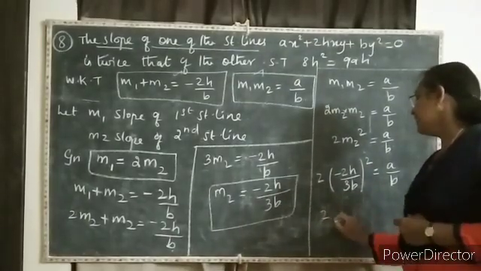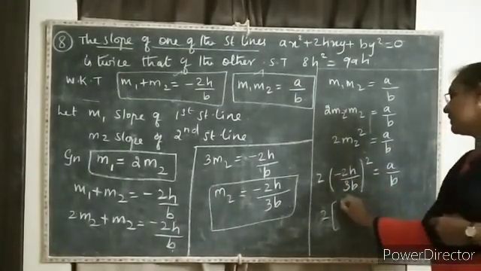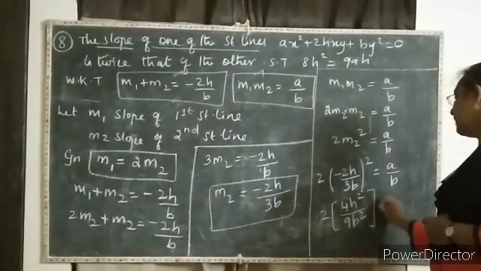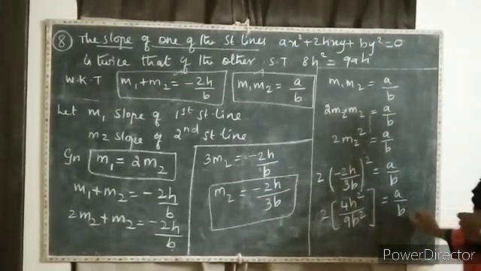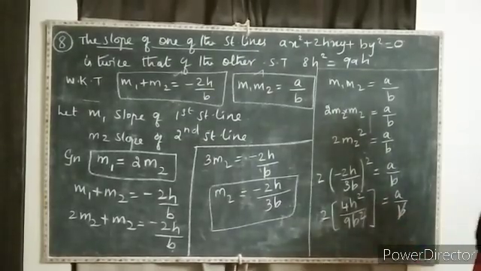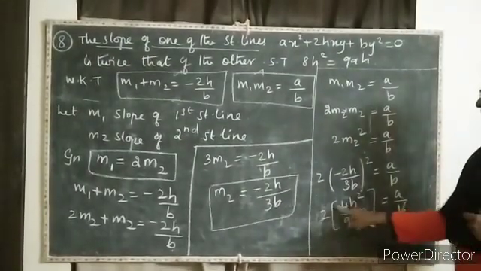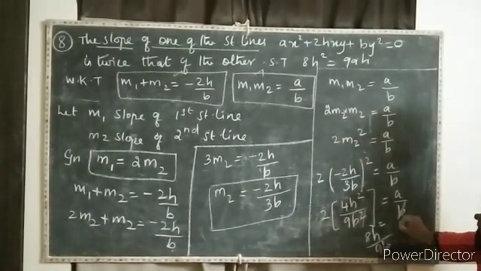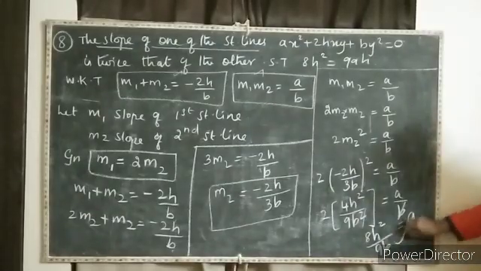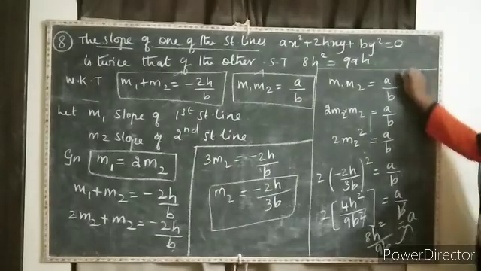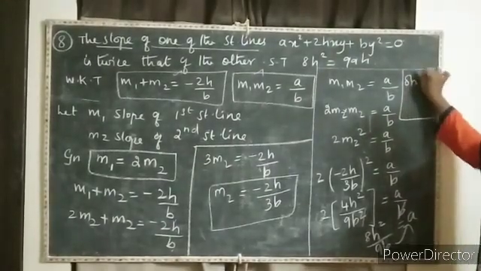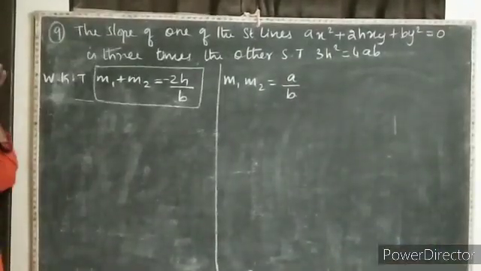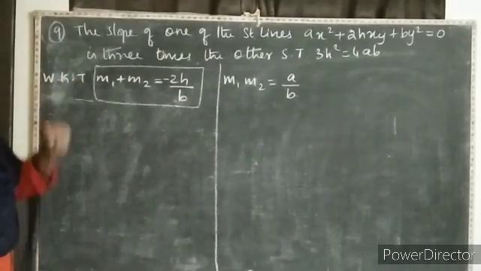Now simplify. So what will I get? Minus 2h the whole squared is 4h squared divided by 9b squared equal to a divided by b. I can cancel out one single b here and one single b. So now I will get 2 into 4h squared, which is 8h squared, divided by 9b equal to a. Now I can take this b to the other side. So this becomes 8h squared equal to 9ab.